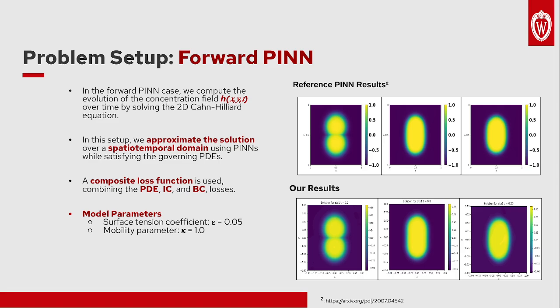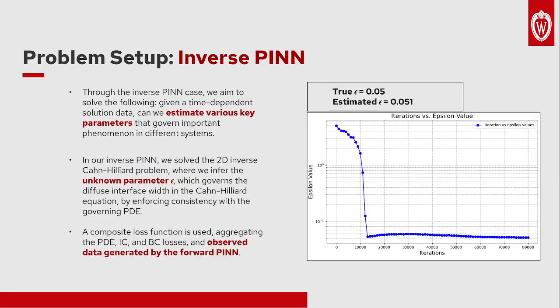Now we'll go in depth in the inverse case. Do note that the input to the inverse PINN is the very solution that we have here in the forward case, our results. In the inverse PINN case, we aim to solve the following. Given time-dependent solution data, can we estimate various key parameters that govern important phenomena in different systems? Now this time-dependent solution data was the very data that we outputted in the forward case.